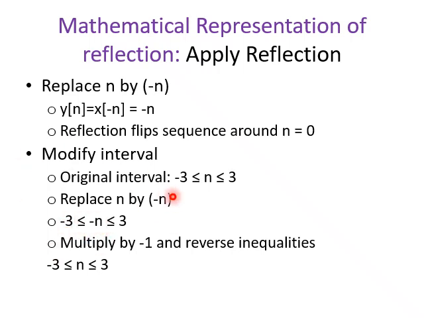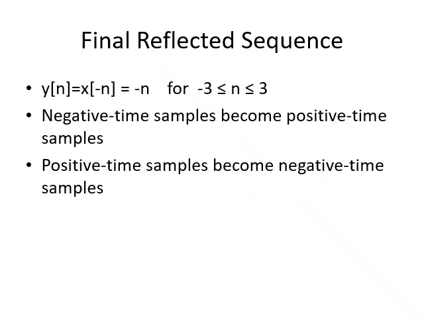In the modified interval, n is less than or equal to plus 3 and n is greater than or equal to minus 3. After simplification, I get this. The final reflected signal has the equation y of n equals minus n, and it will have this valid interval. So negative time samples become positive time samples, and positive time samples become negative time samples.